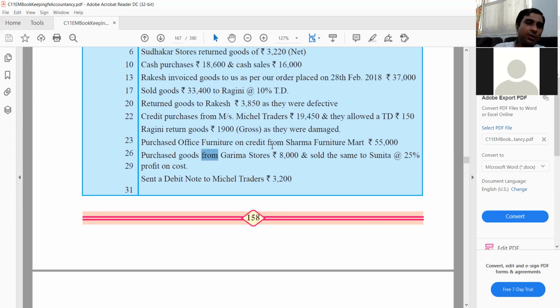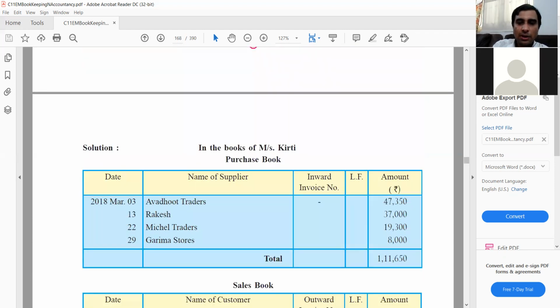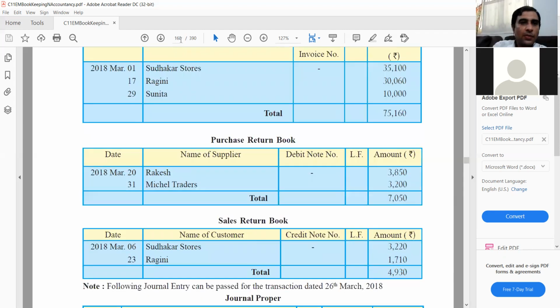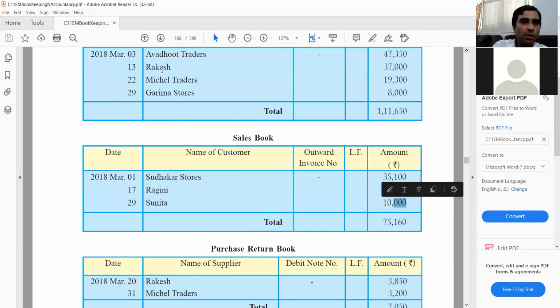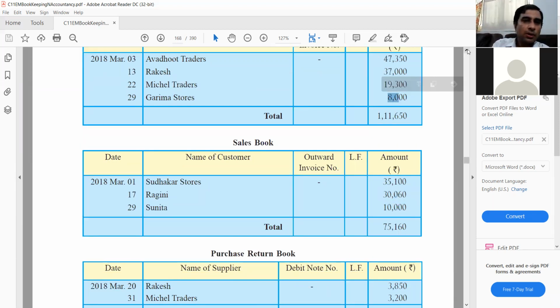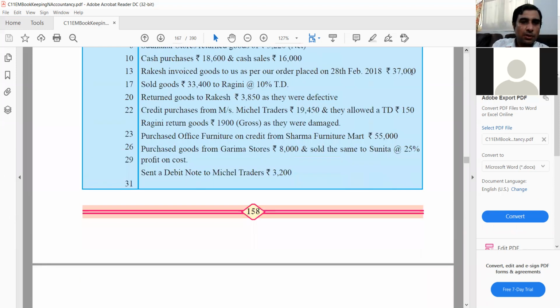So 25% of this is 2,000. So on the same day, we will show sales to Sunita at 10,000. Let's just see, the sales book will show 10,000. Take a look at that. Sunita, 10,000. There you go, on the 29th. And on the same day in the purchase book, from Garima, you purchased at 8,000. Okay. And the last is the 31st.